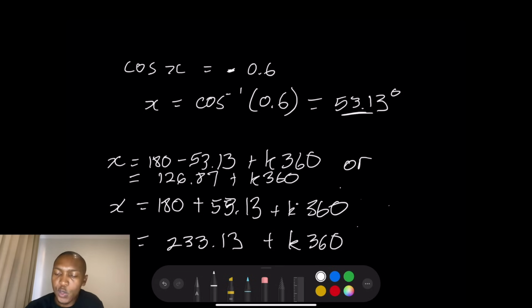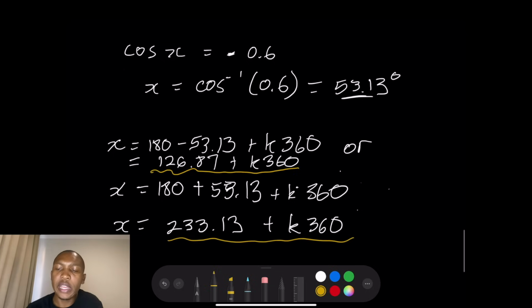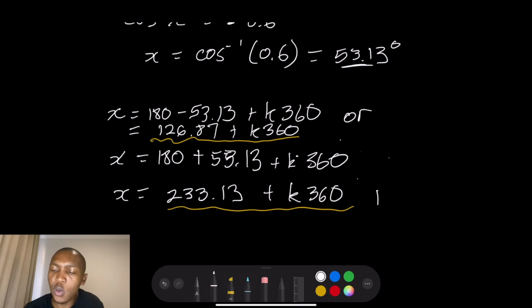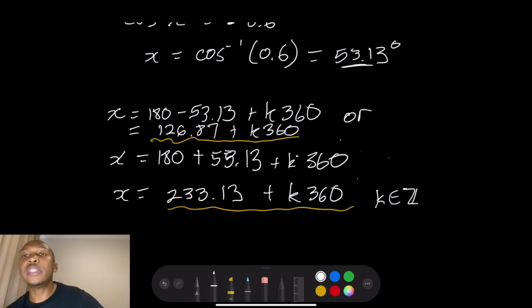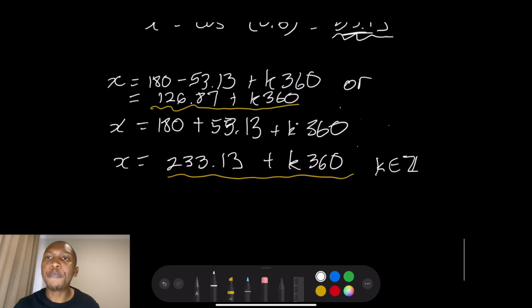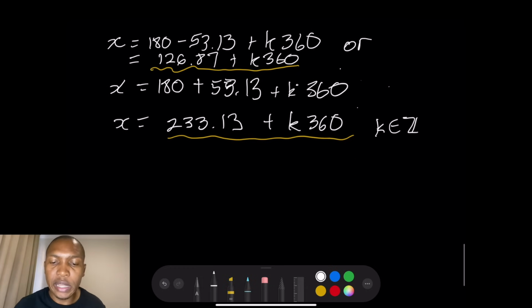All right, so those are our two solutions for this particular case, and we know that k is always an element of integers. So please always just keep in mind, just omit the negative so that it gives you that reference angle in the first quadrant, and then you can obviously work with whatever quadrant that you had.